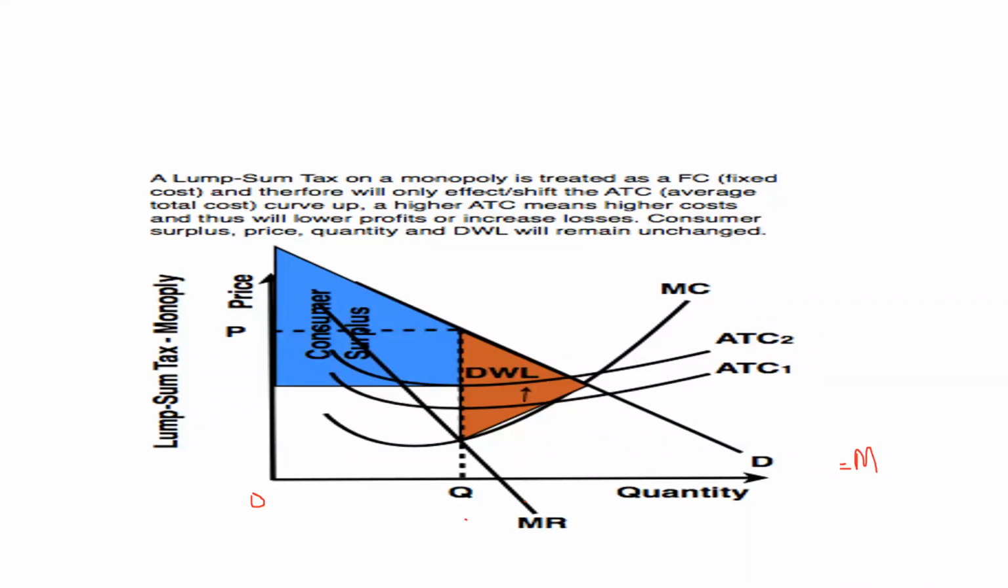So deadweight loss stays the same, consumer surplus stays the same, highest total revenue stays the same, price and quantity stay the same. The only thing that would change is profitability. So a lump sum tax in both the monopoly and perfect competition does what? It changes ATC. Now, if this was a lump sum subsidy, instead of ATC going up, it would go down, but it would still not affect deadweight loss, not affect price, not affect quantity.